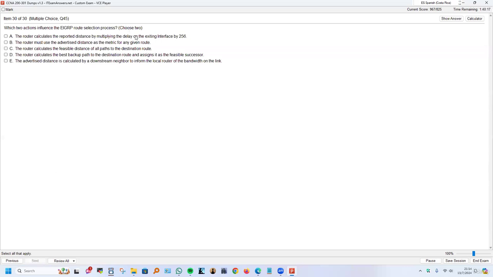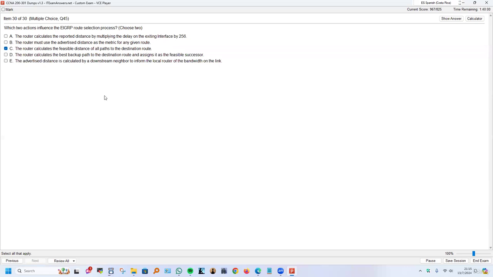What about this one? The feasible successor. The router calculates the feasible distance of all paths to the destination route. Which two actions influence the EIGRP route selection process?